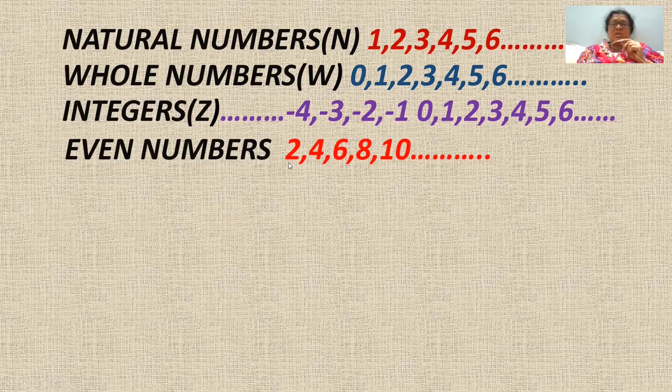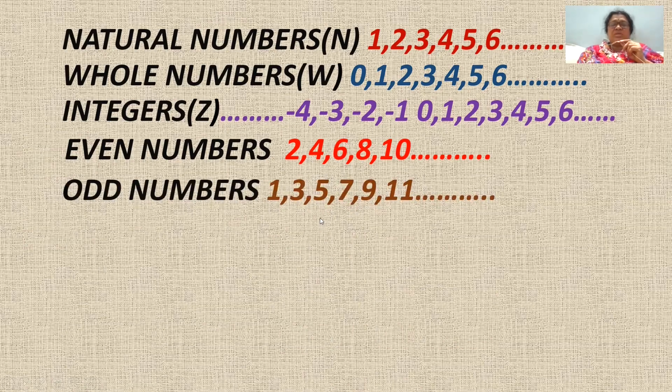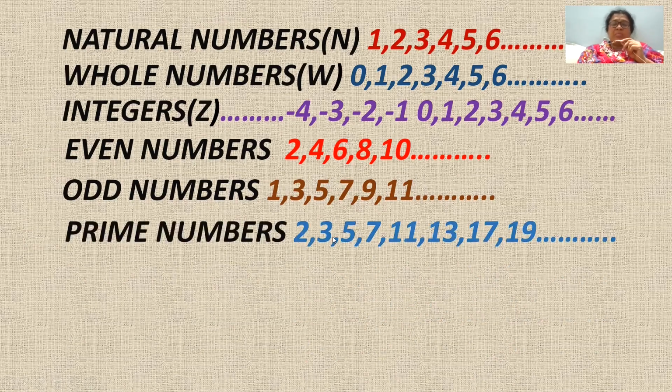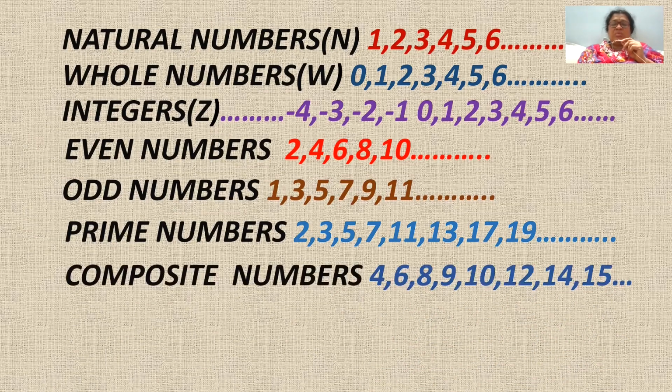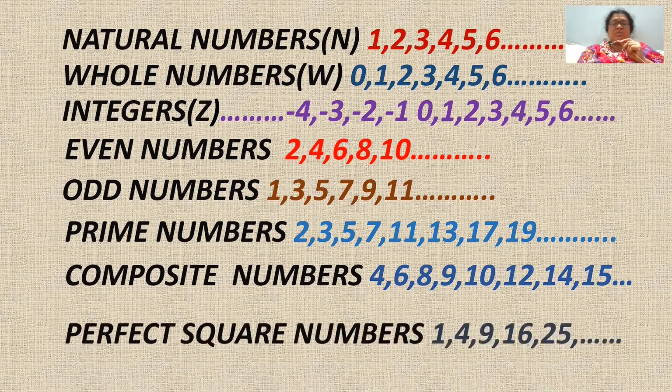Even numbers are the numbers which come in the 2 table. Odd numbers are the numbers which are not even. Prime numbers are the numbers which have only the factors 1 and the number itself. Composite numbers are the numbers which are not prime numbers.